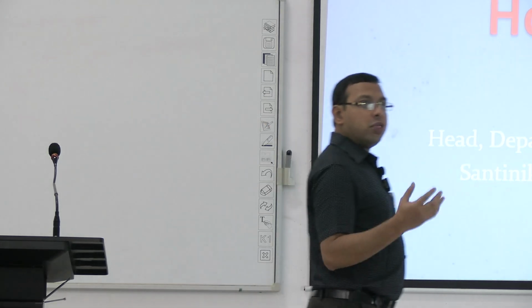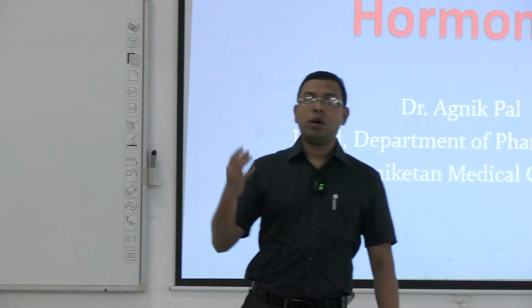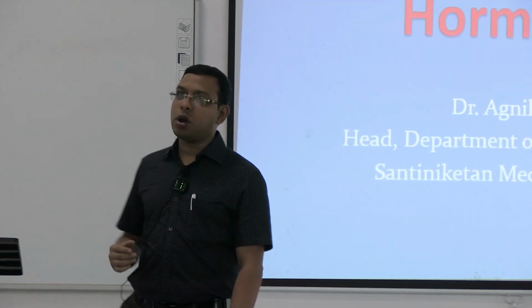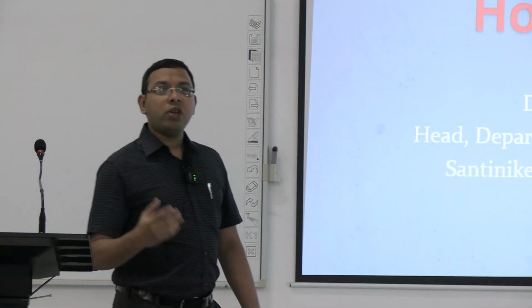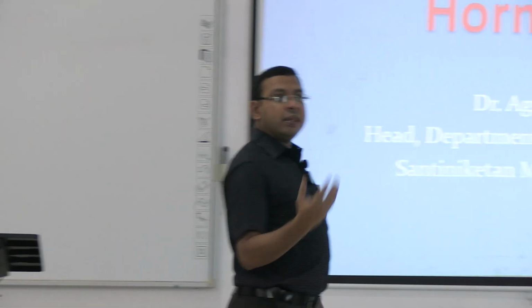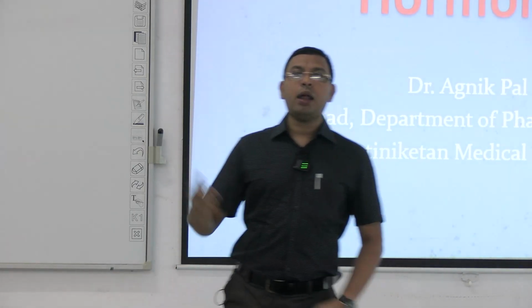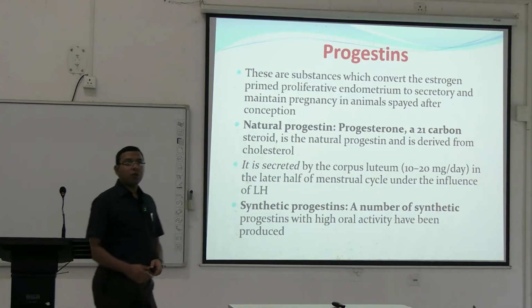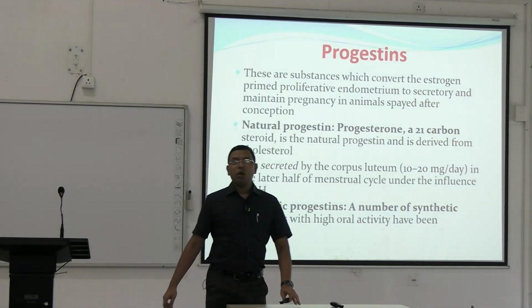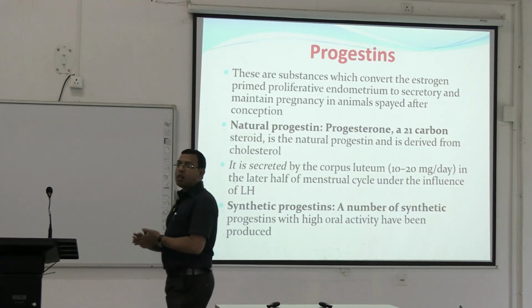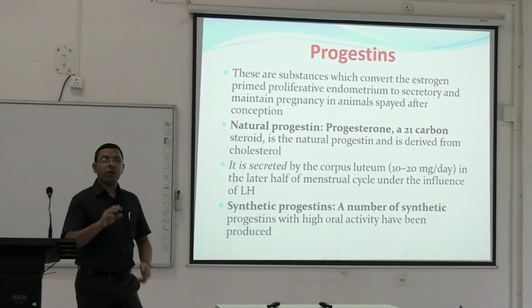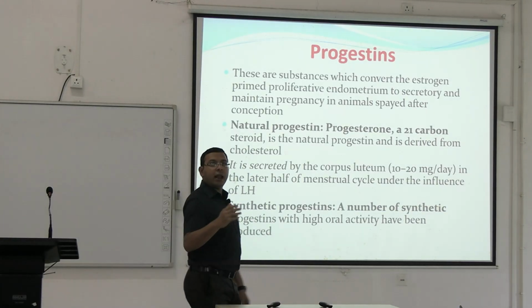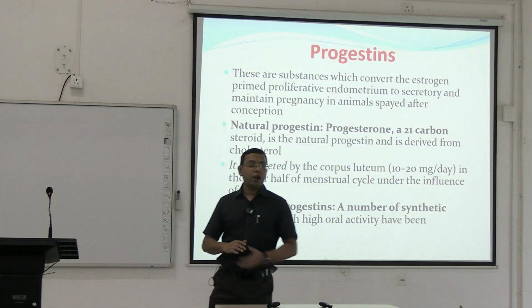So we know how the menstrual cycle regulates, what is the role of estrogen and progesterone, and different estrogenic components, SERMs, and different other things that are related to estrogen. Now coming to the progesterone part. We have already seen that in the first part of the menstrual cycle, estrogen is the predominant hormone, and in the latter part, progesterone is the predominant hormone.